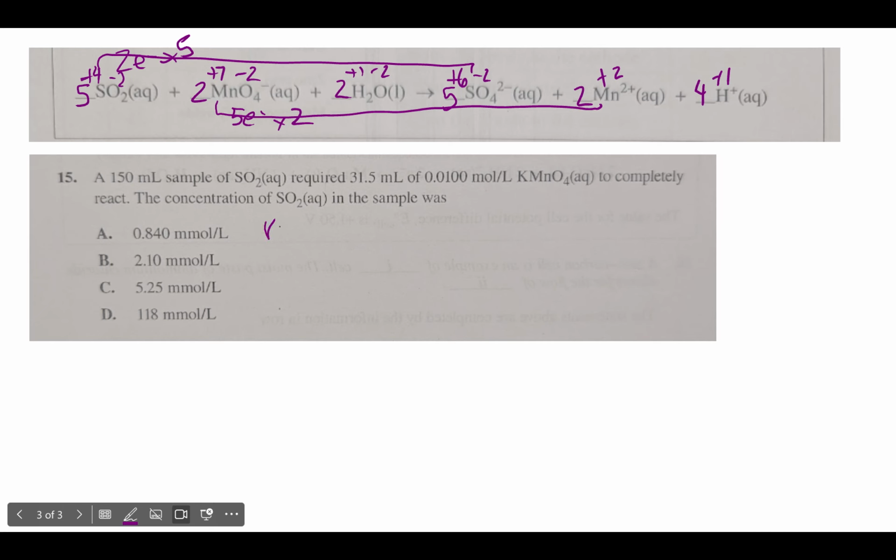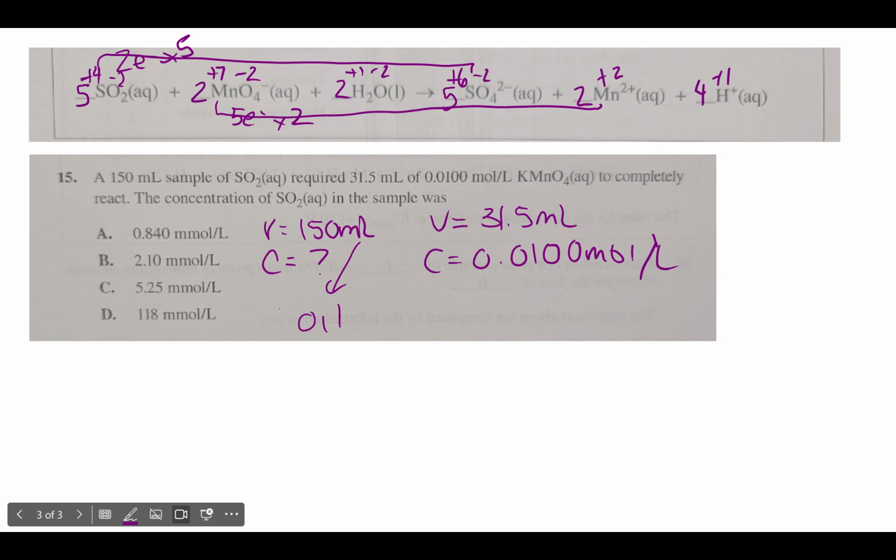So I have 150 mL of the sulfur dioxide, and I want to know the concentration of the sample. I also know that I titrated 31.5 mL of the permanganate solution, and you know the concentration of that solution. So before we start calculations, we do have to make sure that our volume is in liters. So just take those values and divide by 1,000. So 0.15, and this one here is going to be 0.0315 liters.